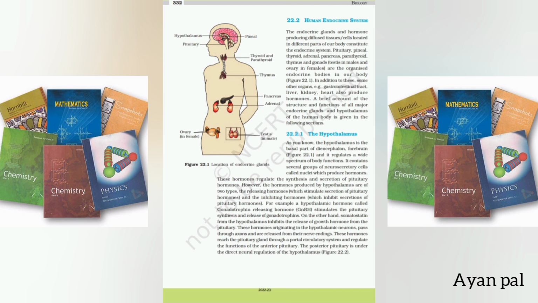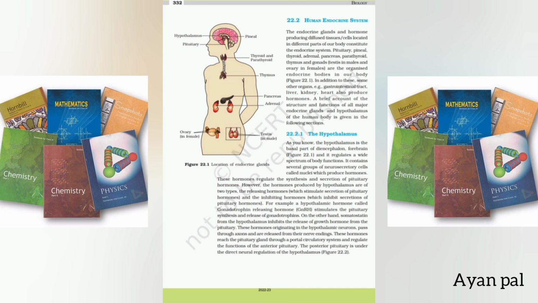The hypothalamus. As you know, the hypothalamus is the basal part of the diencephalon, forebrain, and it regulates a wide spectrum of body functions. It contains several groups of neurosecretory cells called nuclei, which produce hormones. These hormones regulate the synthesis and secretion of pituitary hormones. However, the hormones produced by the hypothalamus are of two types: the releasing hormones, which stimulate secretion of pituitary hormones, and the inhibiting hormones, which inhibit secretions of pituitary hormones.